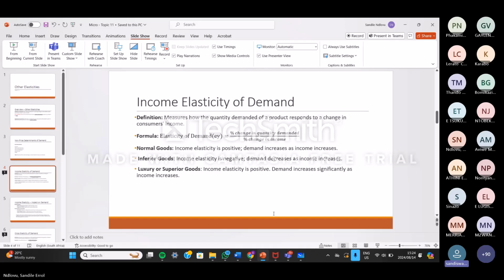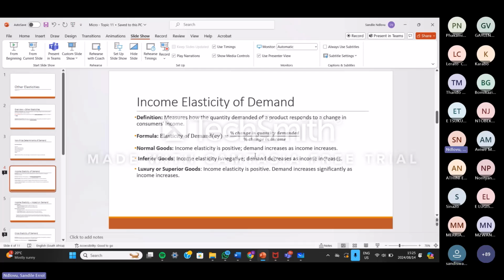Yes, this one. It's saying the income elasticity is negative, demand decreases as income increases. Is the income increasing here or decreasing? So when your income increases, the demand for that product will decrease because it is an inferior good. I'm just confused on that last one, as income increases, because you were talking mostly about when the income decreases.